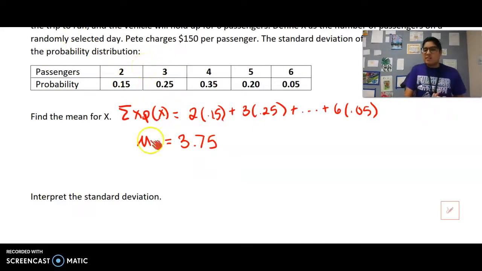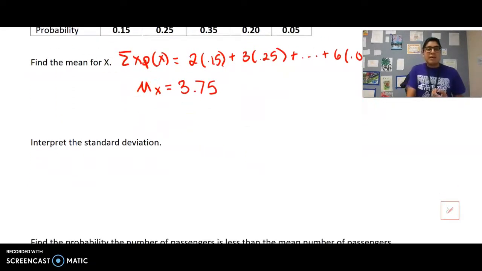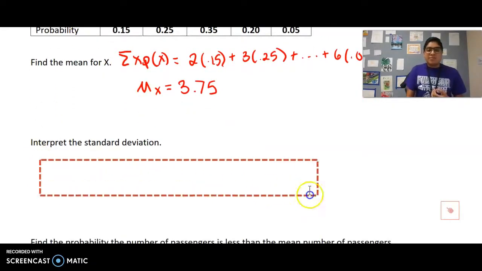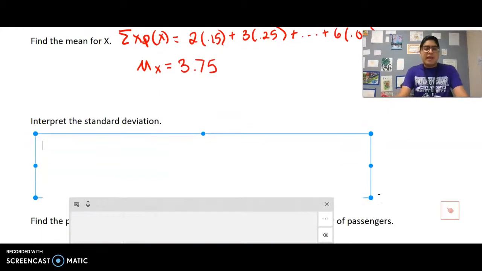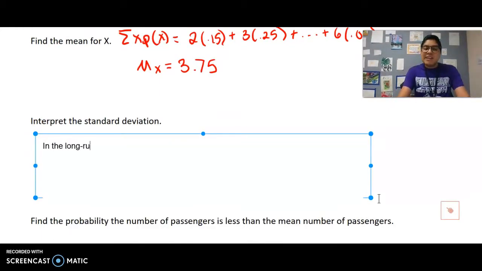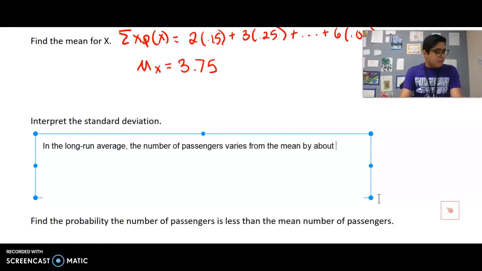Now let's interpret the standard deviation here at 1.09. So here we've got that in the long run average, and this is standard deviation. So we're talking about the variability of the distribution from the mean. So in the long run average, the number of passengers varies from the mean by about 1.09 people or passengers.